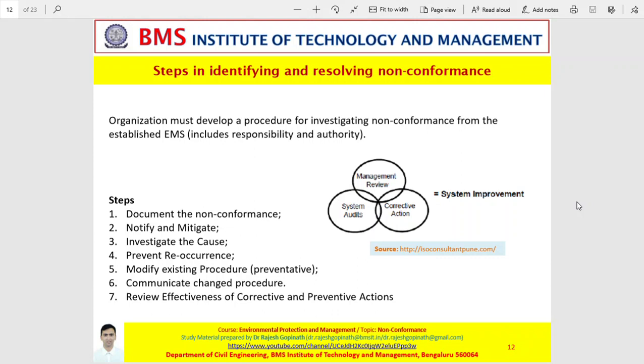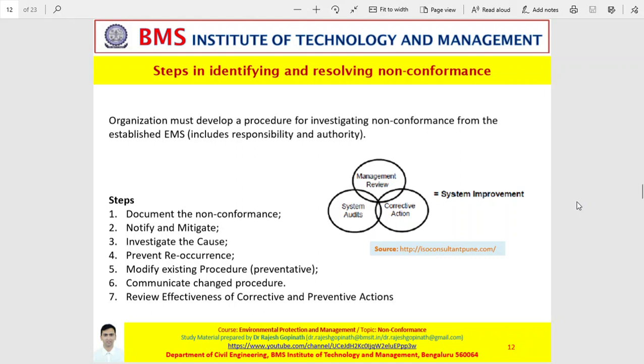Finally, communication of the change procedure. There should be updation in the procedures with respect to documentation. This must include corrective and preventive measures, and this communication must go to all stakeholders involved. If this doesn't happen, then the entire exercise will be futile.